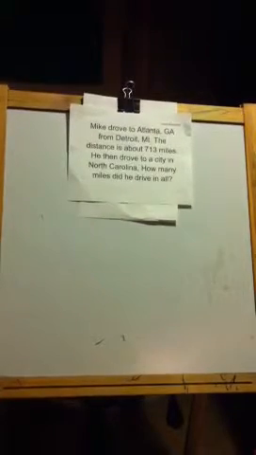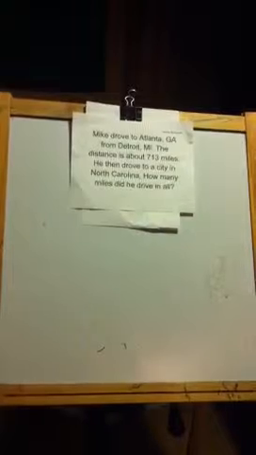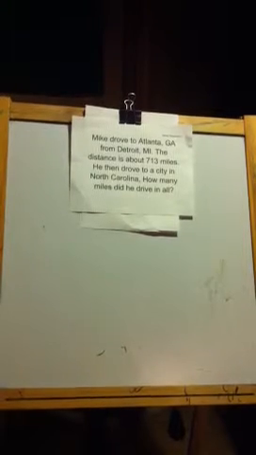The distance Mike drove to Atlanta, Georgia from Detroit, Michigan was 713 miles. Mike then drove from Atlanta, Georgia to a city in North Carolina. The distance from Atlanta, Georgia to an unknown city in North Carolina would be the variable.